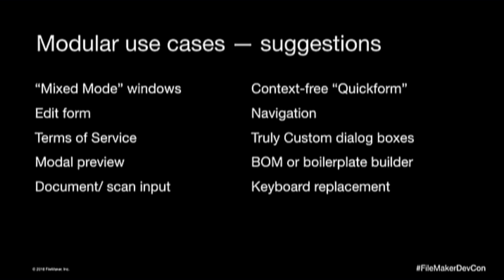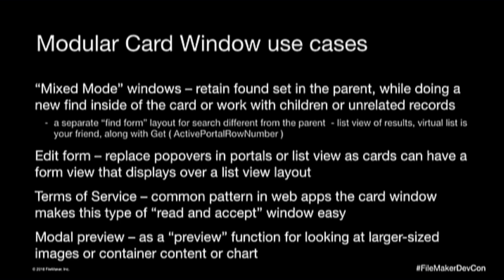So the kinds of things that people are doing with card windows. Mixed mode windows. I can look at the same set of records that I'm on. I can look at a list view from somewhere different. I can look at some data that's in a table that doesn't even have a relationship. It can be a list of values. All of those virtual list things come back to really help us, along with the new Get Active portal row.